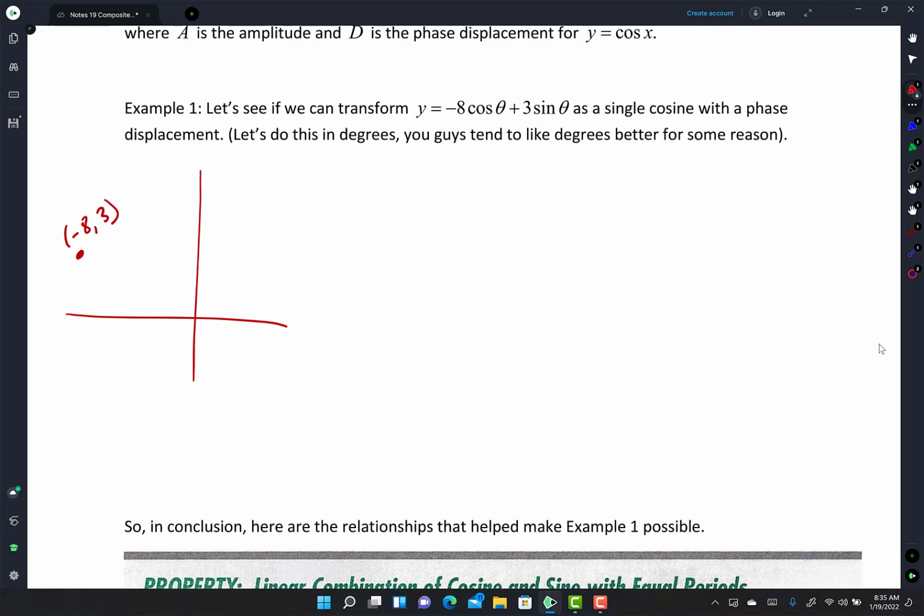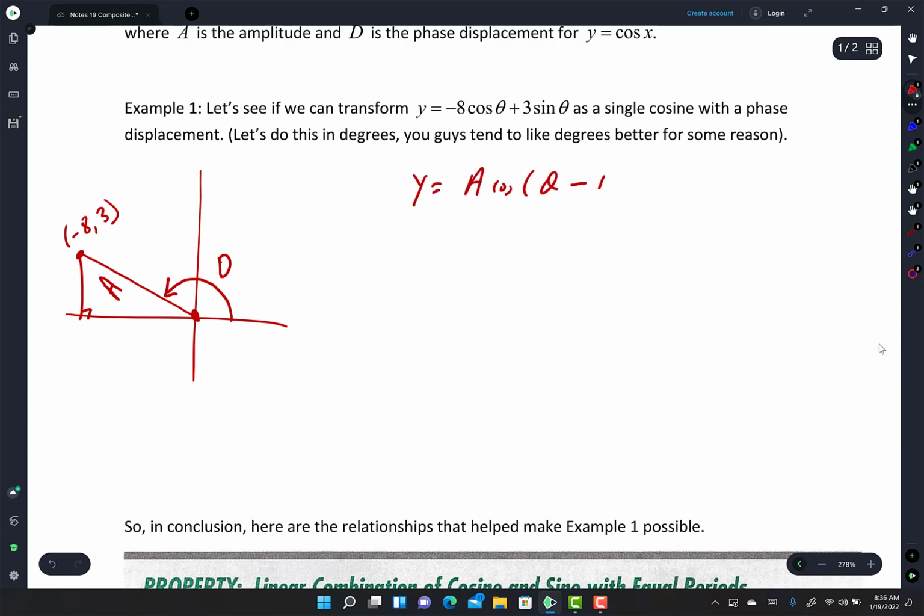The amplitude is the distance from the origin to that point negative 8, 3. This is what you call the amplitude. If you want to draw your triangle, you can. The angle that you want is this angle right there. I'm going to call that angle D. So I'm going to rewrite it in terms of A cosine theta minus D. Notice that it does not have a midline. I'm just taking two combined sinusoids and making one cosine with an amplitude and a phase displacement. Are we still okay?